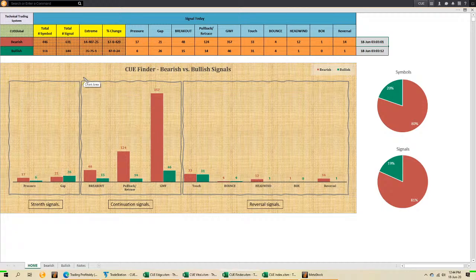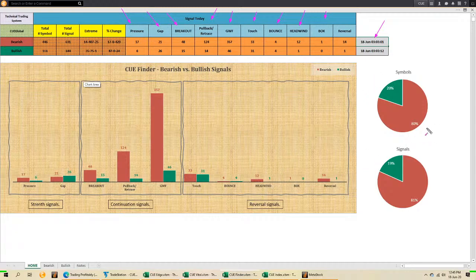Here you can see the different Q signals. I have transferred the data already from the scans to this Q Finder. You can see the different Q signals for all the 1000+ stocks on which it ran. This is the data from yesterday. I ran it before market open around 3 a.m. Eastern Standard Time. Therefore, it is the result from yesterday.